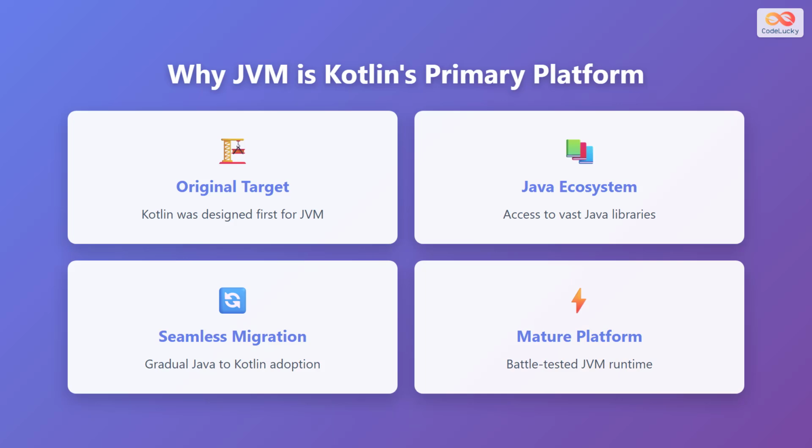Third, Kotlin/JVM enables seamless migration from existing Java projects. Teams can adopt Kotlin gradually, converting files one at a time without needing to rewrite their entire codebase. Finally, the JVM itself is a mature, highly optimized runtime platform with decades of development, excellent performance characteristics, and robust garbage collection.